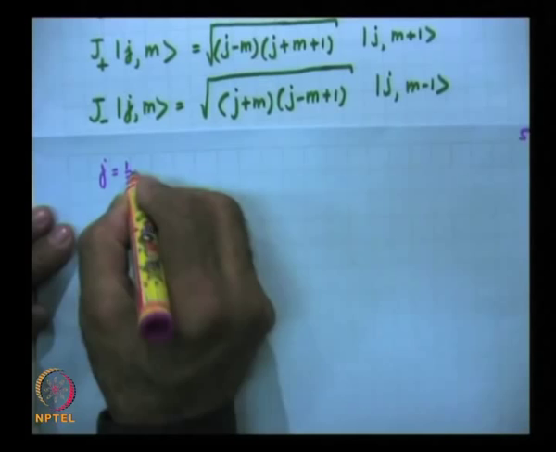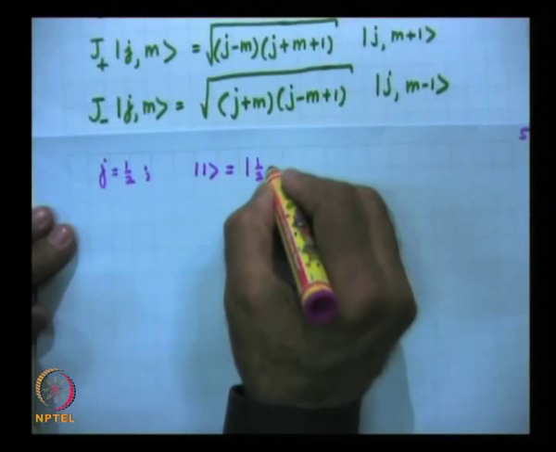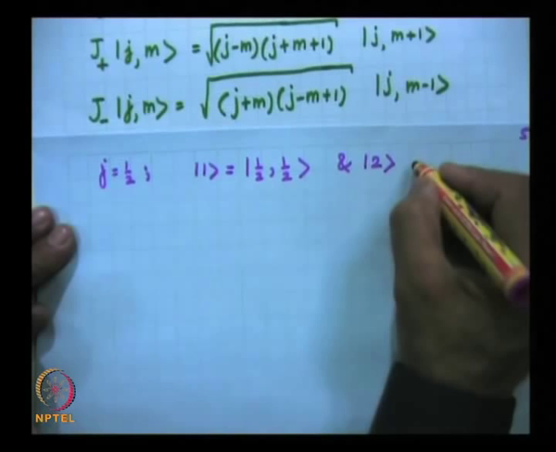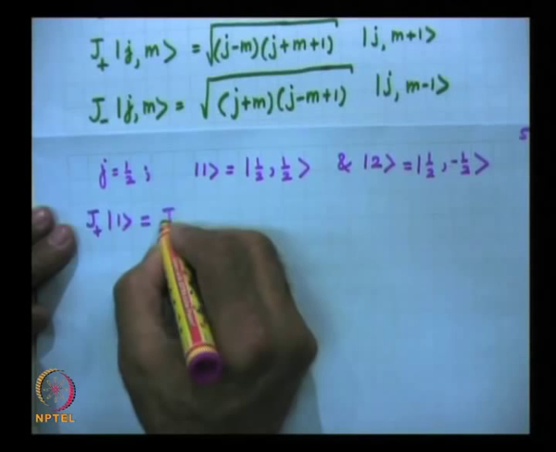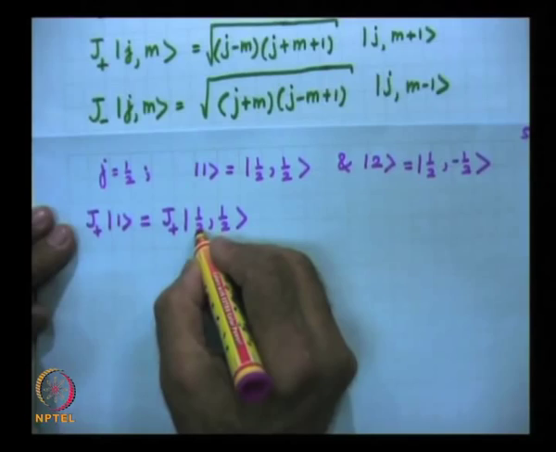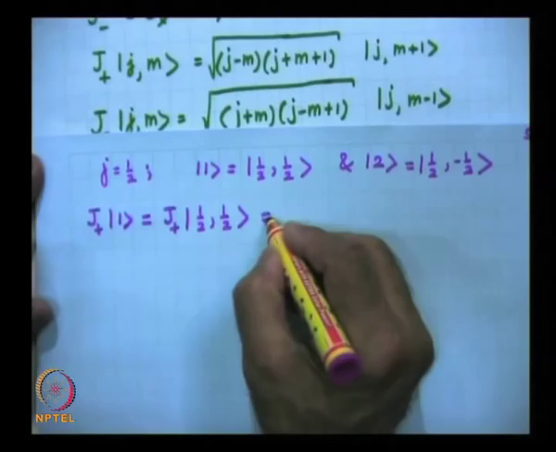So, we have these two equations. So, we consider j is equal to half. So, we have two states, ket 1 and ket 2, and these are the two base kets, half and minus half. So, you will have J plus ket 1 will be equal to J plus ket half, half. So, j is equal to half, m is equal to half. So, from this equation you will get 0. So, this is a null ket.